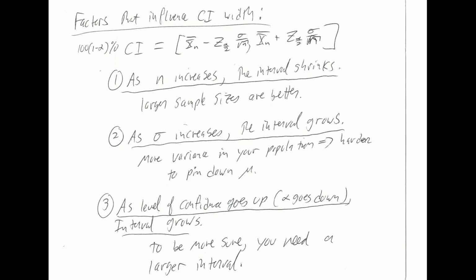And finally, there's the level of confidence that you're interested in. So as you desire greater levels of confidence, like going from a 90% confidence interval to a 95% confidence interval to a 99% confidence interval, as that level of desired confidence increases, that means alpha is going down.